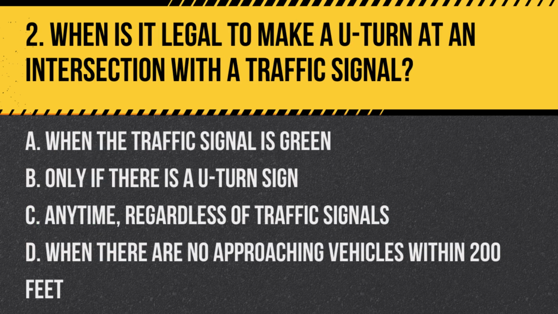safely. Question 2. When is it legal to make a U-turn at an intersection with a traffic signal? A. When the traffic signal is green. B. Only if there is a U-turn sign. C. Anytime, regardless of traffic signals. D. When there are no approaching vehicles within 200 feet. Answer. A. When the traffic signal is green. Making a U-turn at a green light is legal, provided there are no signs prohibiting the maneuver.